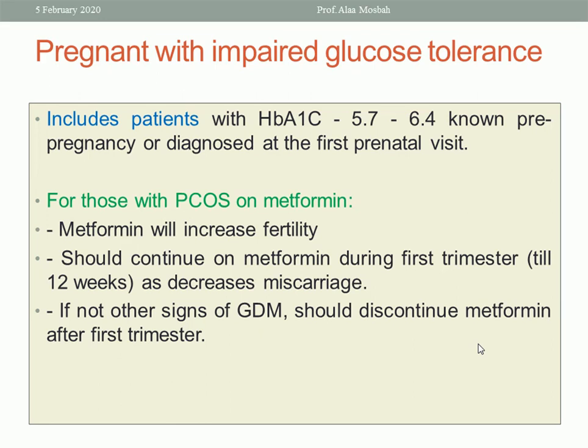Pregnant with impaired glucose tolerance. What about that? It includes patients with hemoglobin A1C in a range of 5.7 to 6.4, known pre-pregnancy or diagnosed at the first prenatal visit. For those with PCOS on metformin treatment, metformin will increase fertility and should continue during the first trimester till 12 weeks as it decreases miscarriage. If no other signs of gestational diabetes mellitus, discontinue metformin after the first trimester.